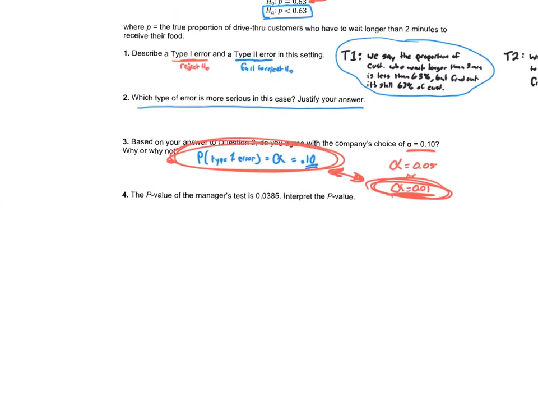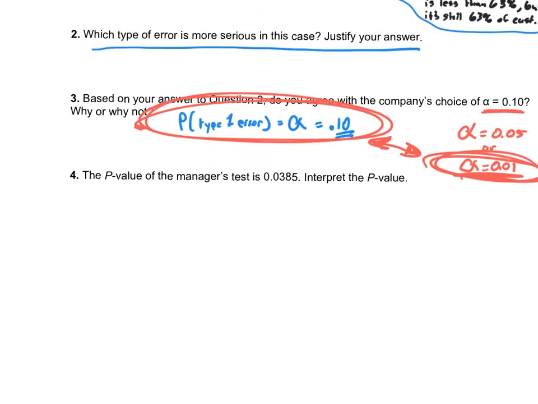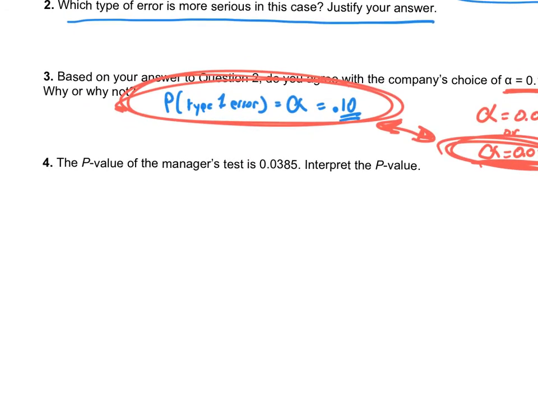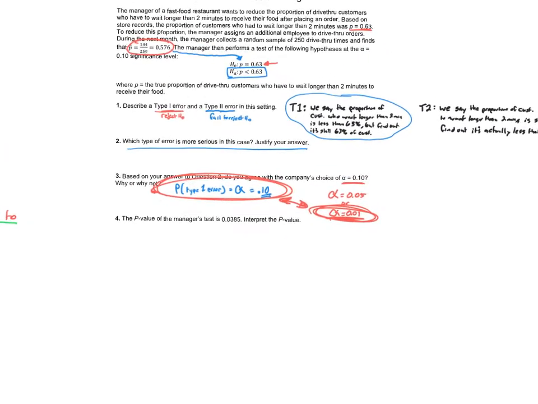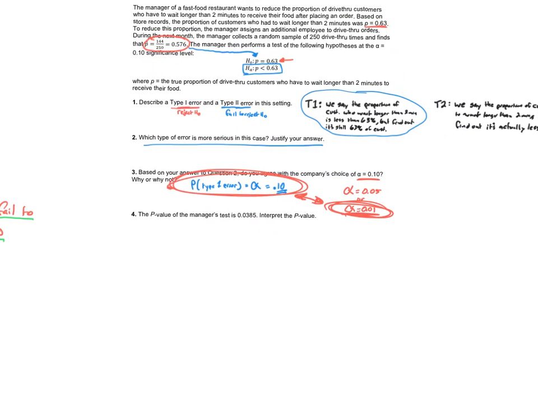Okay, and then let's look at number 4. The p-value of the manager's test is 0.0385. Interpret the p-value. So just like our other problem here, here's what we'd say. Let's call that the p-value. I'm going to just go ahead and change it to what it is, 3.9%. So let me say this. Just go ahead and listen to it, and then pause it, rewind it, and listen to it again if you need to hear this again.